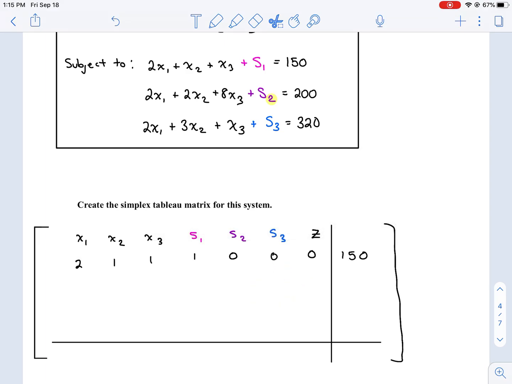The second row is going to represent the second constraint, so those coefficients are the following: 2, 2, and 8. There's no first slack variable present in the second constraint, so that's going to be a 0, and a 1, 0, 0, 200. And I will do the same thing for the third row. The third row will represent the third constraint.